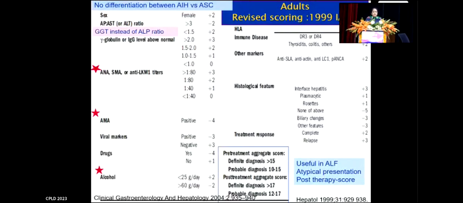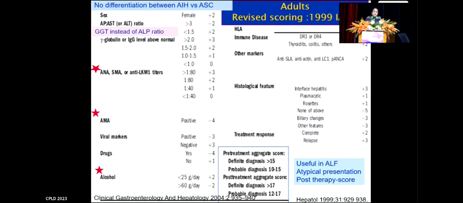The first scoring system was given in 1999. And this has problems when you adapt it to children. Because number one, the autoantibody cutoffs are higher. Number two, AMA positivity scoring is given, which is not seen in children. There are points for alcohol. And we all know that ALP cannot be used in children because of growth, so we have to replace it by GGT. And again, there is no differentiation between AIH and AIH-ASC.